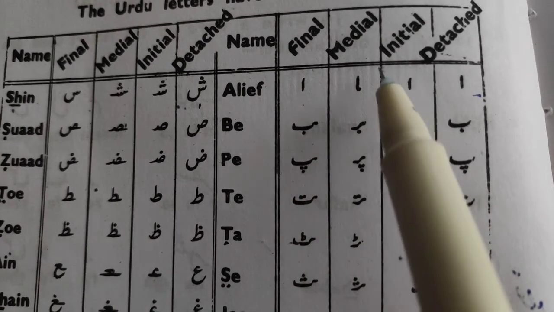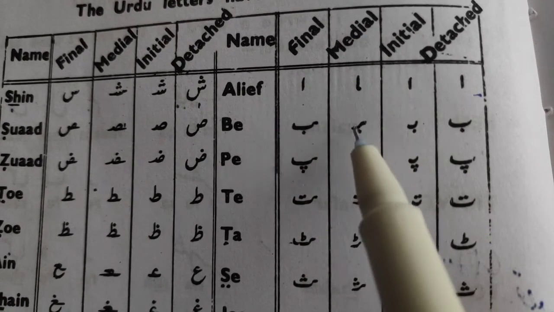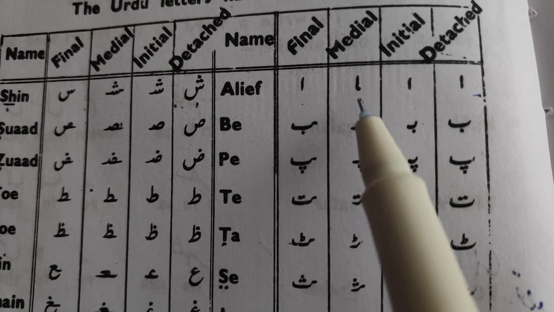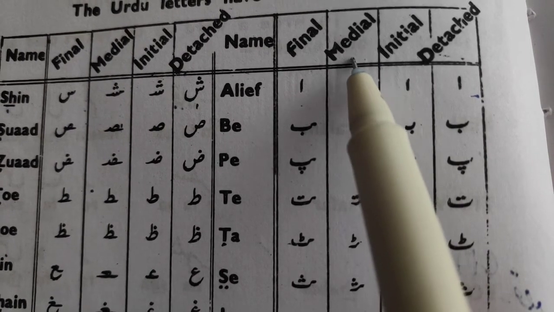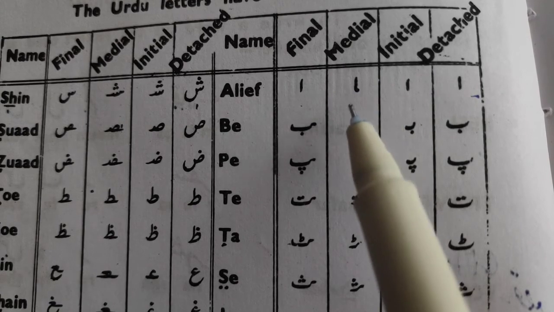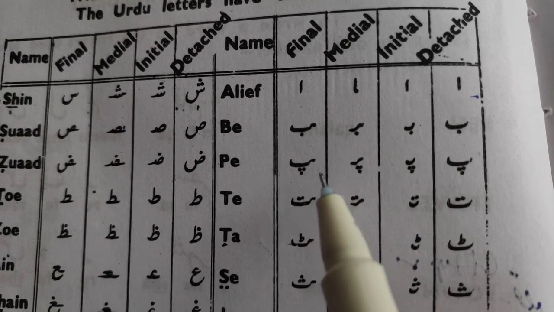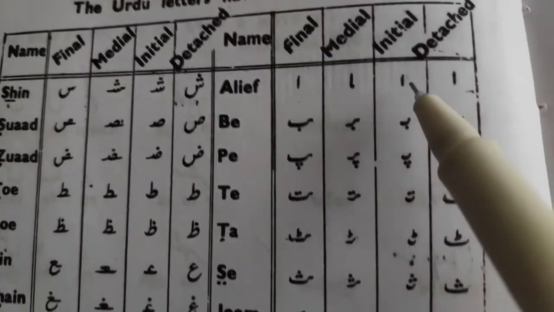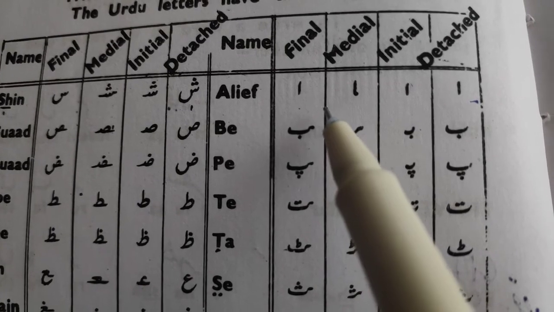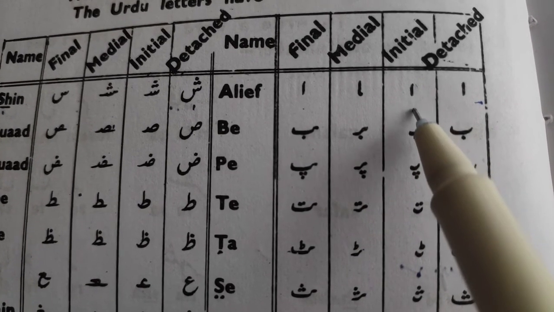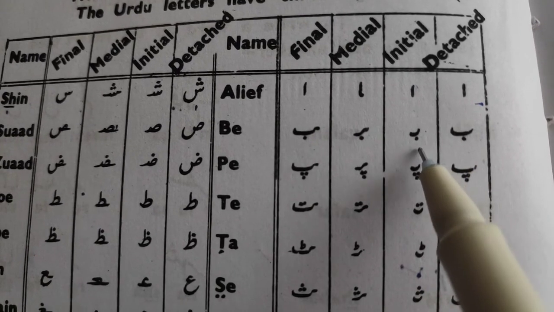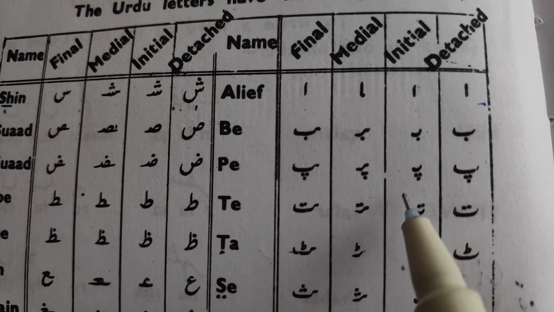And this column shows that when the letters come in a word, after mixing the letters, in medial position be looks like this, pe looks like this, te looks like this, and te looks like this. And when it comes from initial or starting, alif looks like this and be looks like this, and pe looks like this.